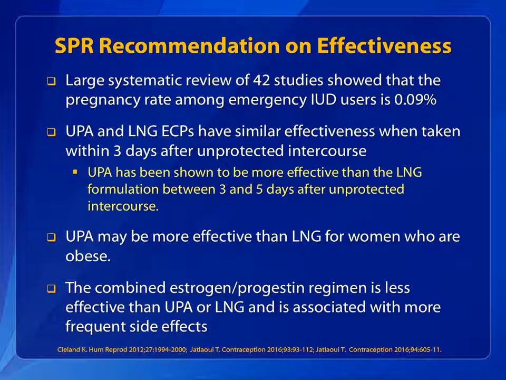For pills, ulipristal acetate and levonorgestrel have similar effectiveness when taken within 3 days of unprotected sex, while ulipristal acetate may be more effective between days 3 and 5 after unprotected sex. Ulipristal acetate may also be more effective than levonorgestrel for women who are obese, according to one study. The combined regimen, known as the Yuzpe method, is less effective than the other 2 emergency contraceptive pills and is associated with more frequent side effects, particularly nausea and vomiting.